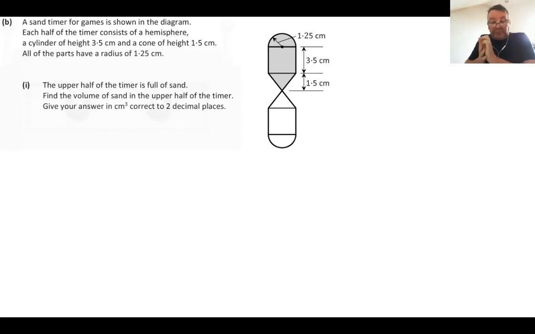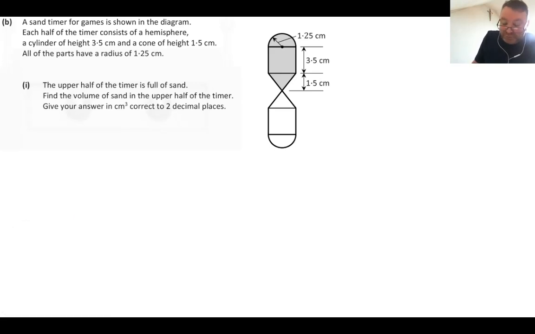A sand timer for games is shown in the diagram. Each half of the timer consists of a hemisphere, a cylinder of height 3.5 centimeters, and a cone of height 1.5 centimeters. All of the parts have a radius of 1.25 centimeters. The upper half of the timer is full of sand. Find the volume of sand in the upper half of the timer and give your answer in centimeters cubed, correct to 2 decimal places.